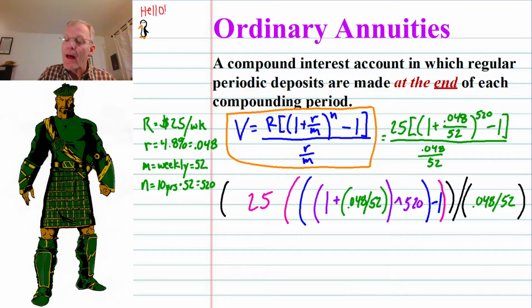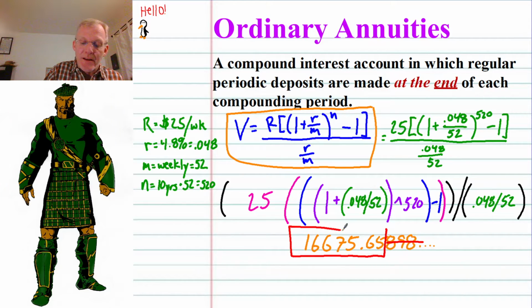Okay, so we get all of that, and we get 16,675.65898 dot dot dot. And recall, because the bank is paying us, they're going to truncate this. They're going to round down automatically, so that 8 doesn't matter. That gets chopped off. And here is our final amount. So our ordinary annuity, our $25 a week put away at 4.8% interest for 10 years turns into $16,675.65. So it grows kind of quickly.